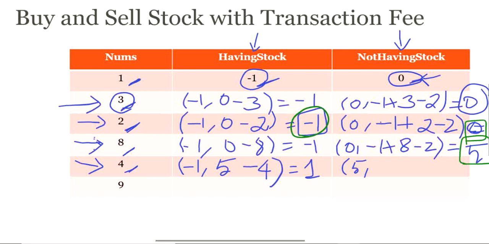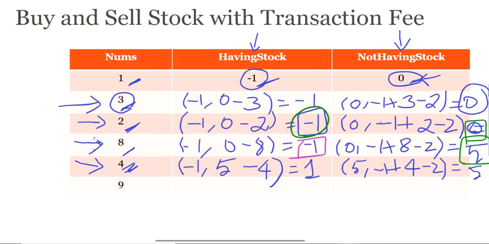If we are selling the stock, the amount we had while we bought the stock was -1. Along with that, after selling the stock, we got 4 rupees on this day. So plus 4 minus transaction fee 2, which gives us the maximum of 5.